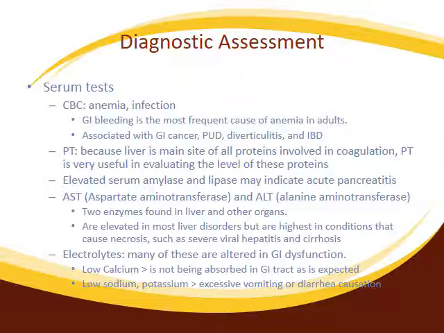The conditions where they elevate the highest are in conditions that cause necrosis, such as viral hepatitis and cirrhosis. Those are going to really elevate the AST and ALT levels. Electrolytes, many of these are altered in GI dysfunction, so we want to look at them. Examples are low calcium. Calcium is supposed to be absorbed in the GI tract, but in a dysfunctional GI tract, it may not be. So you're going to get a decrease in your calcium level. The low sodium and potassium may occur because of excessive vomiting and diarrhea from whatever cause in the GI tract.